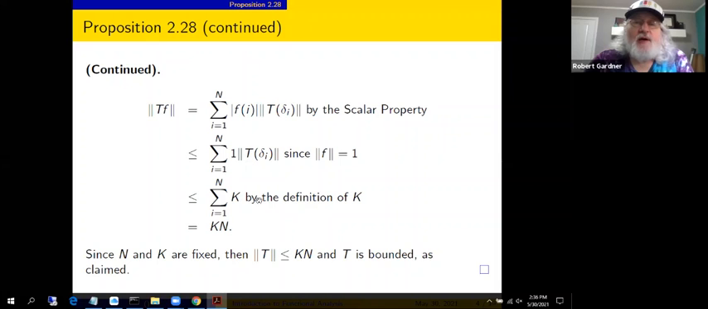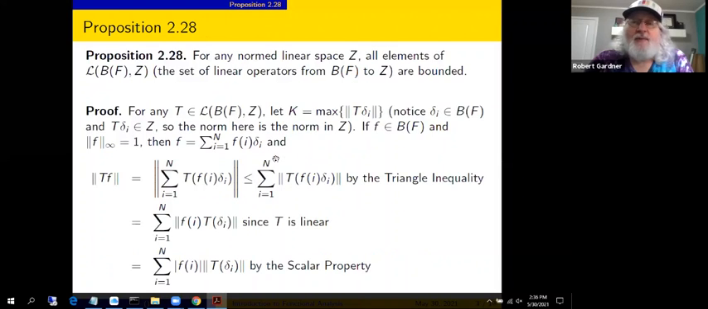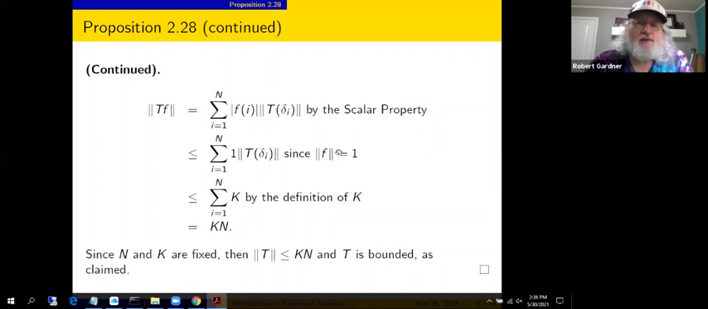We chose K to be the maximum of these T's. Let me go back to the previous slide. I don't think I made a big enough deal of that. We define K to be the maximum of this collection of vectors. All right, back to the new slide. Each of these then is less than or equal to K. So we get less than or equal to K. We're simply summing from I equals 1 to capital N of K.